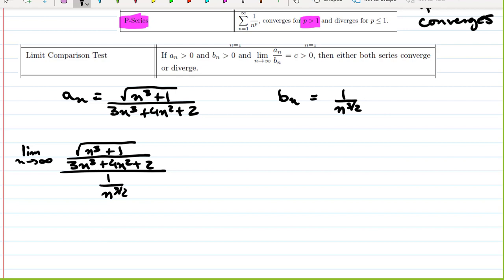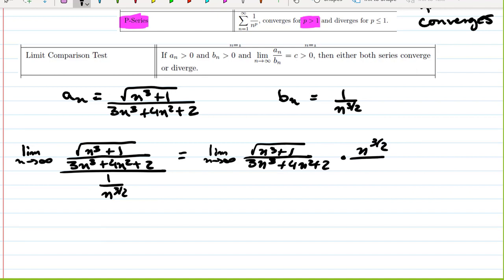When we have a fraction divided by a fraction, we multiply by the reciprocal. We're going to have the limit as n goes to infinity of the square root of n cubed plus 1 over 3n cubed plus 4n squared plus 2 times n to the 3 halves over 1.